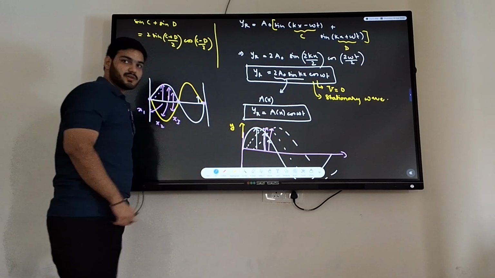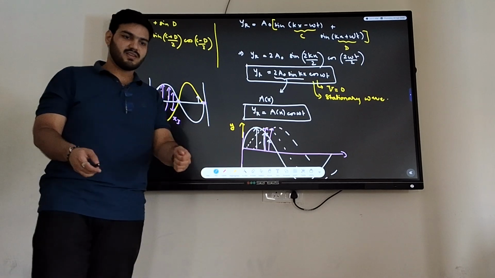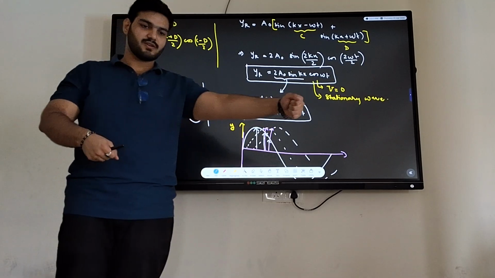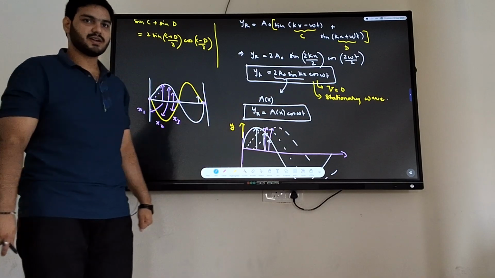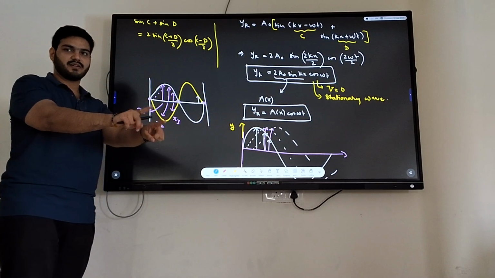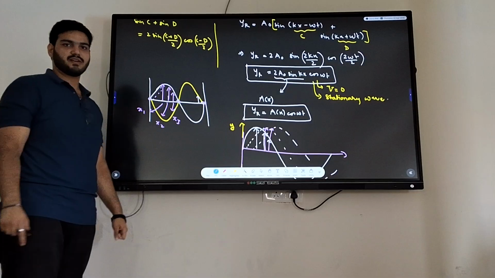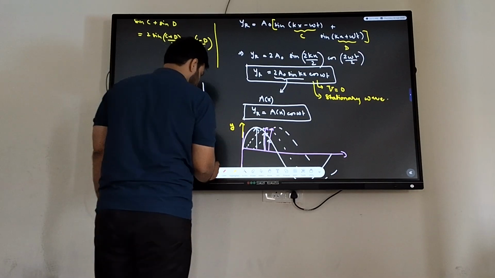If you want, you can do this experiment at home. You can have two friends holding the ropes and one of them plucks like that. You can also do it with a rubber band. You pluck it and you will find that it is stationary at some points. Okay.